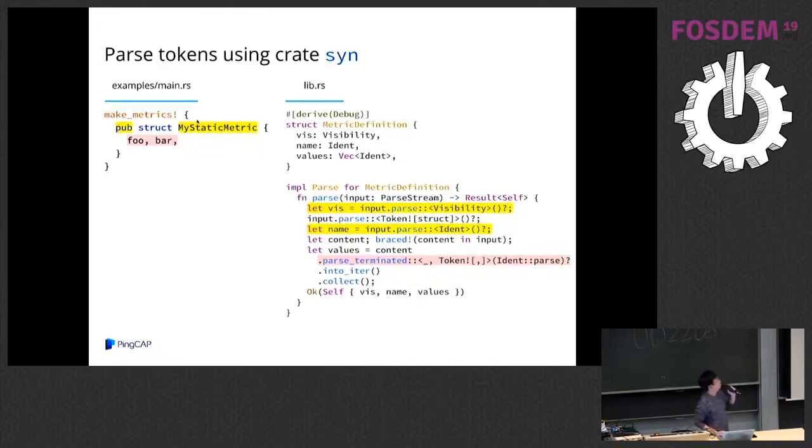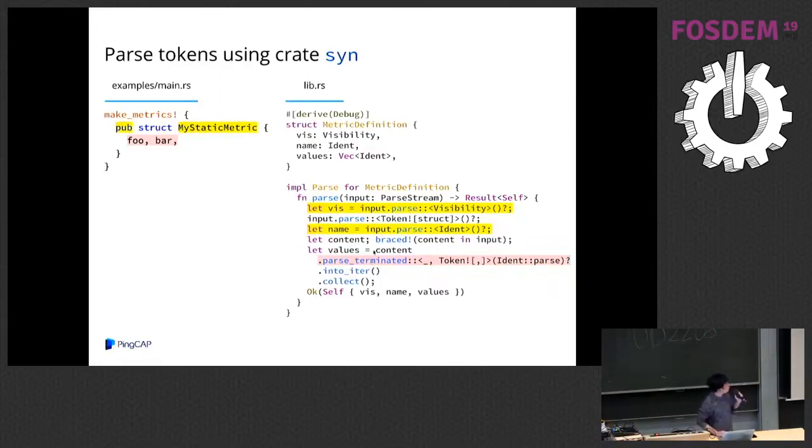And next, I expect here to be a name. So I also parse an identifier here. Finally, here is the brace. So I use the brace macro provided by syn. It will parse the brace. And the content inside the brace, as you can see, is just a list of identifiers concatenated by commas. So I can also use some facilities provided by syn. It is parse terminated, and the token is comma. So it's comma concatenated, and the token inside is an identifier.